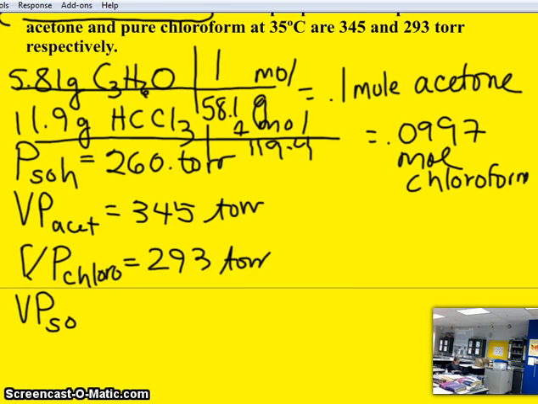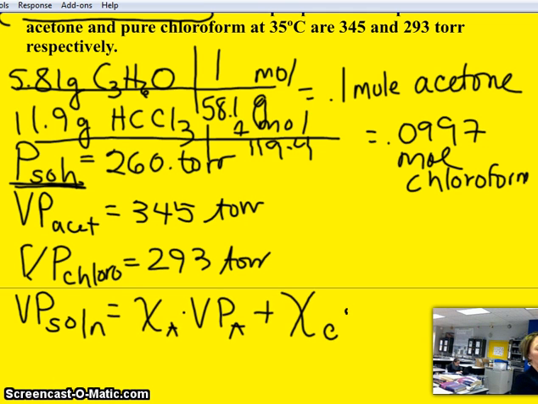And I know they gave us the vapor pressure of the solution here, but in order to determine if it's ideal, I'm going to have to calculate it given the information and then compare it to what they're witnessing. And that will tell us if it's ideal. So the vapor pressure of the solution equals the mole fraction of the acetone times the pure pressure of acetone plus the mole fraction of chloroform times the pure vapor pressure of chloroform.